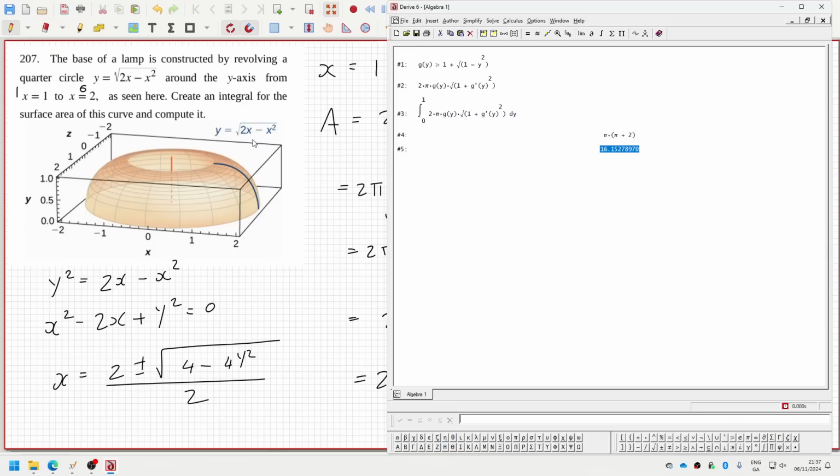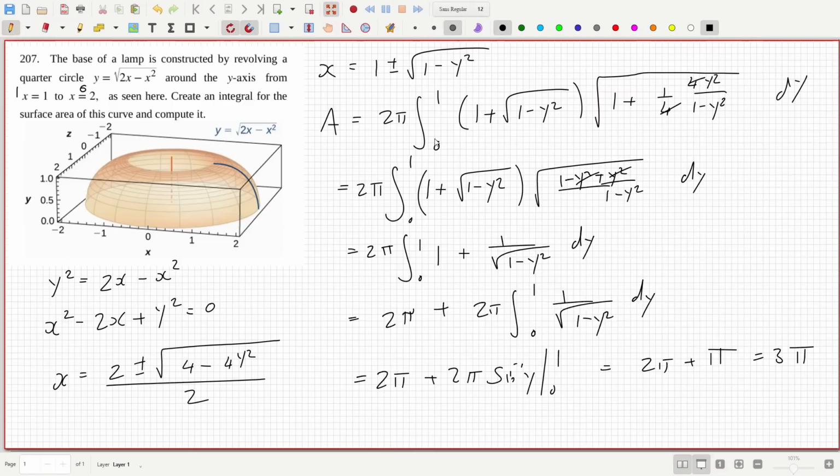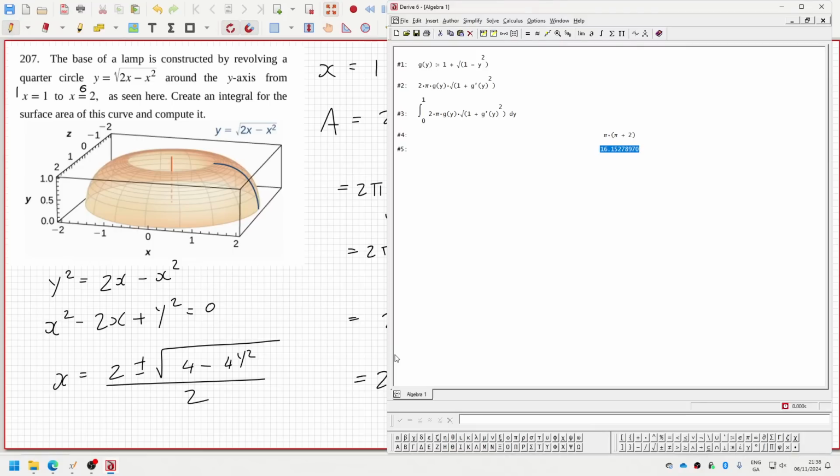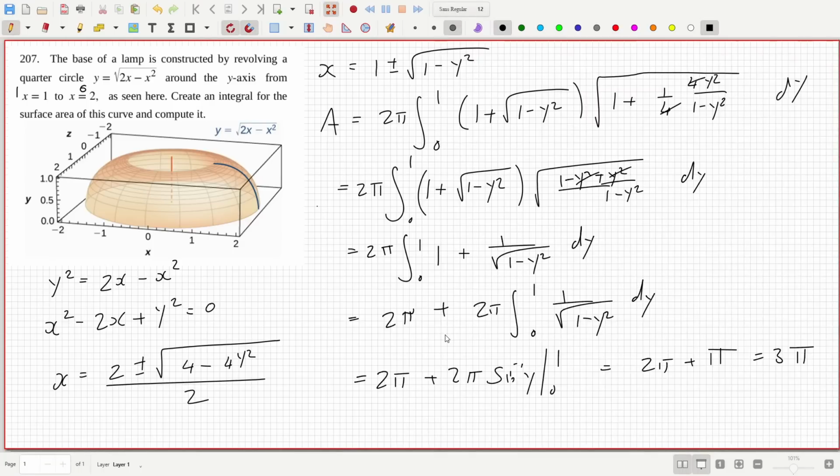Oh, is there an issue now with the positive, negative? 2 pi, 2 pi, 2 pi. 2 pi plus pi, 3 pi, but even that's not quite it. Now this one's confusing me. I feel really close.